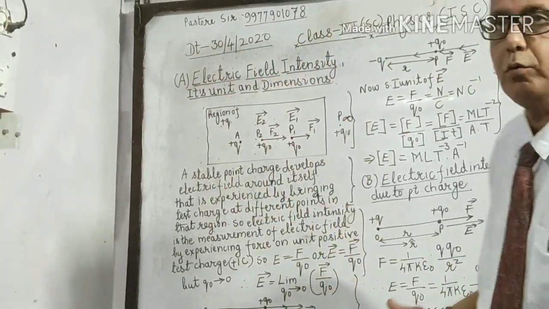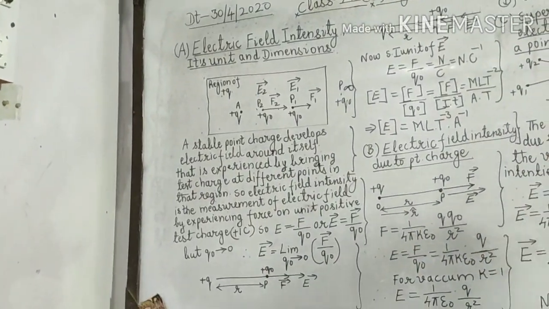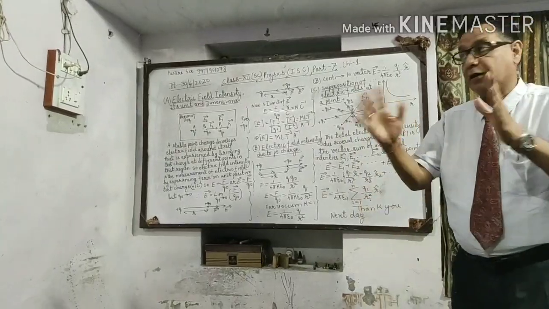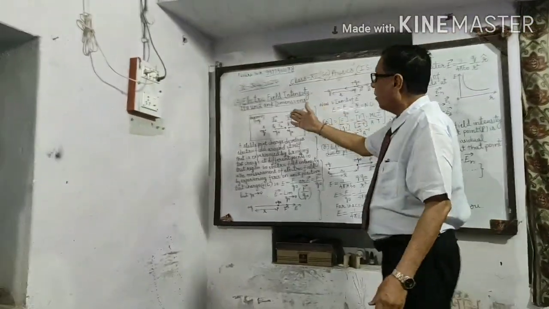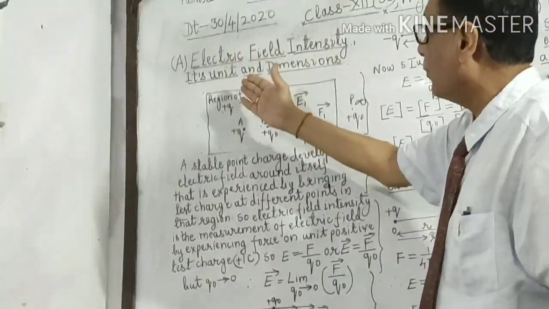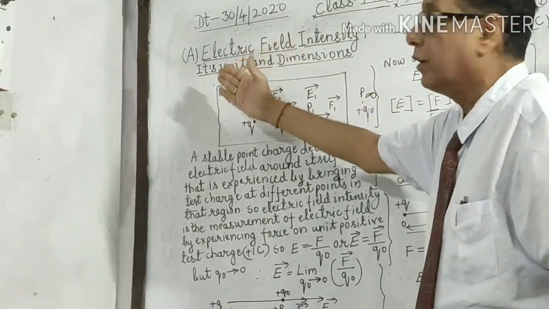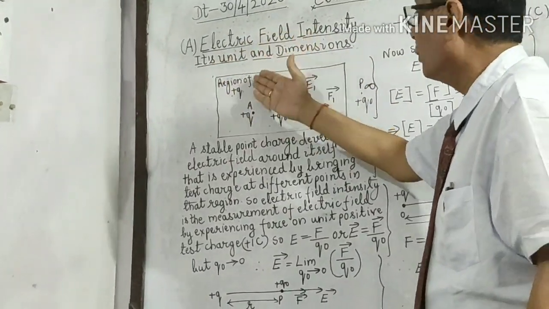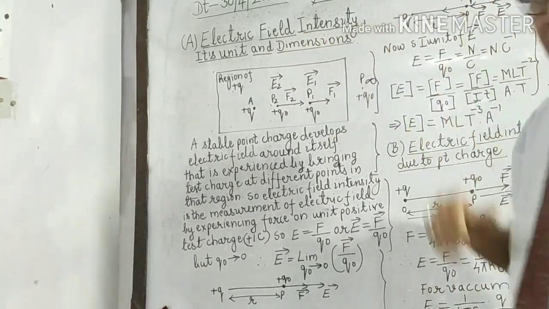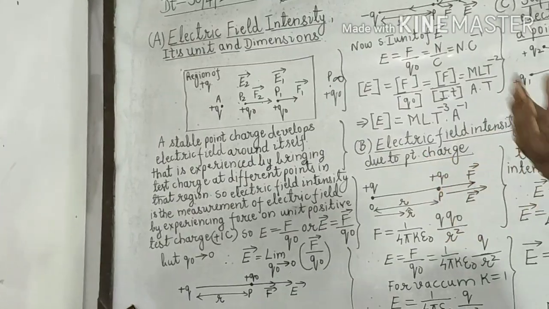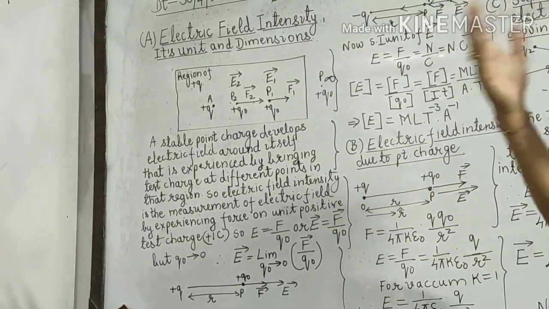Previously, I have taught you about the electric field, source charge, test charge, what is electric field, everything. Now, this A part deals with what is electric field intensity, what is its unit and the dimensions. Electric field intensity is a physical quantity which is invented from the concept of electric field.